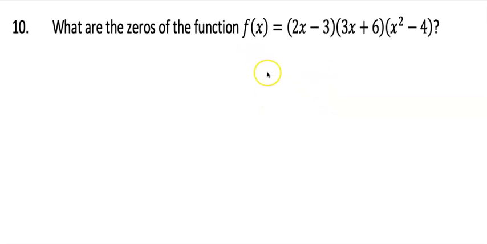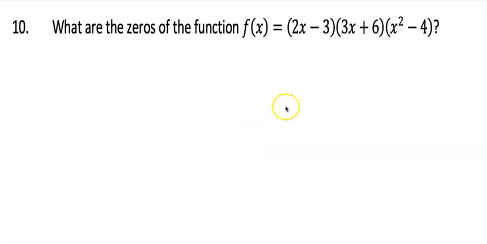What are the zeros of the function f of x is equal to 2x minus 3 times 3x plus 6 times x square minus 4? Okay, so you have a polynomial function already given to us as a product of factors, right? You have all the factored form: 2x minus 3 times 3x plus 6 times x square minus 4.